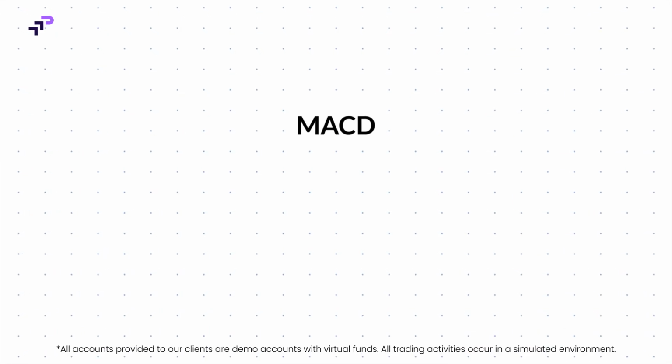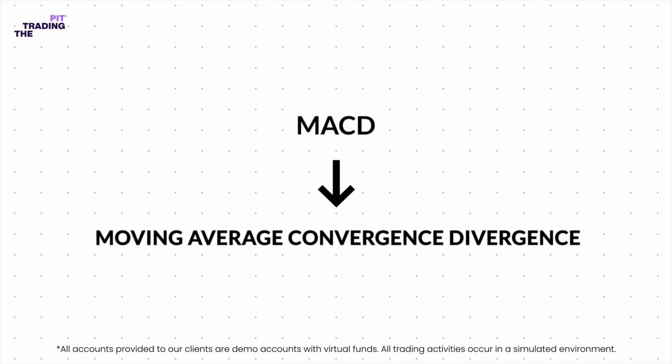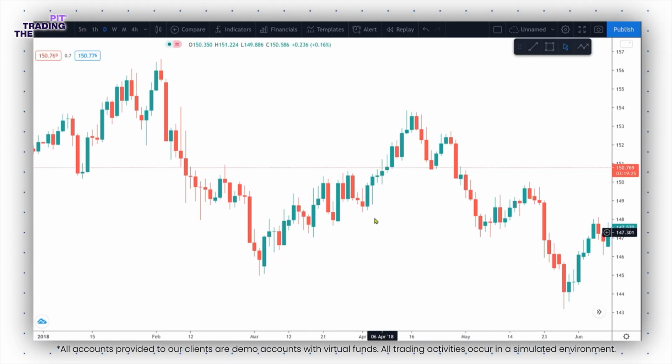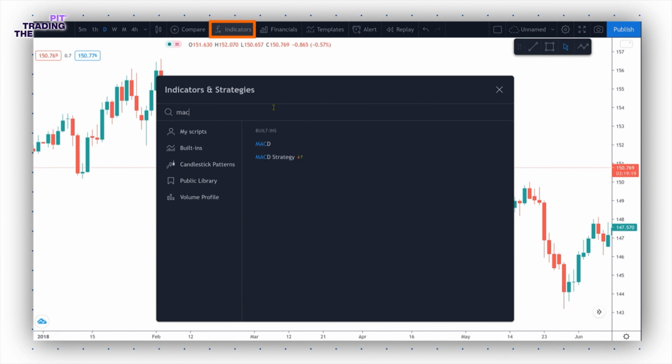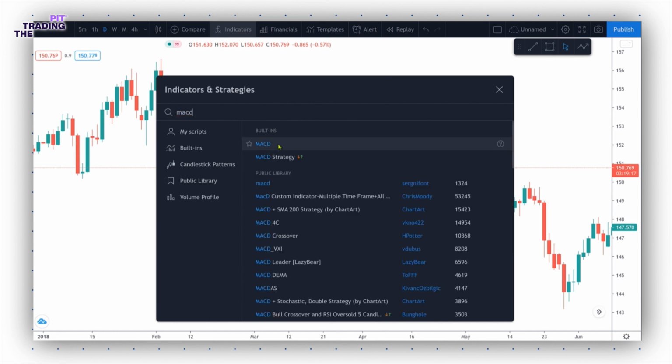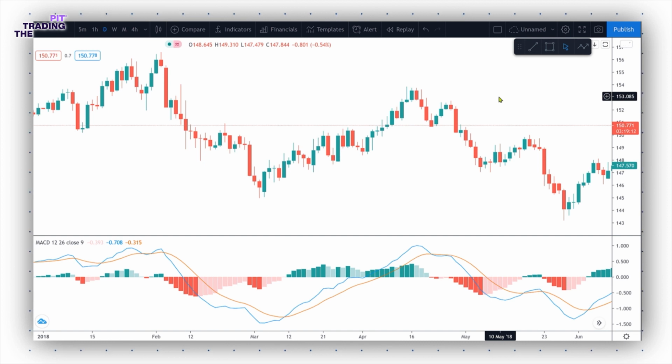MACD. MACD is an acronym for Moving Average Convergence Divergence. So let's set it up on our charts and we can run through this step by step. To add the MACD to your chart, click on Indicators at the top of the screen and search for MACD, and then click on the first search result. This will add a copy of the MACD indicator below our chart.